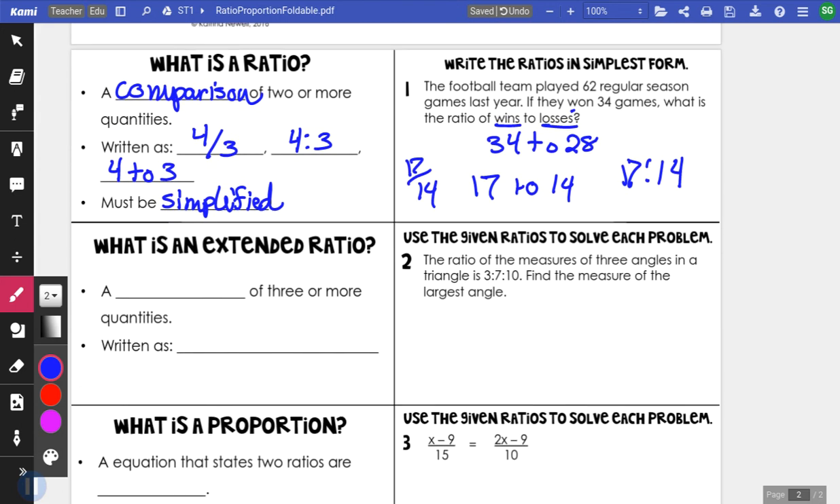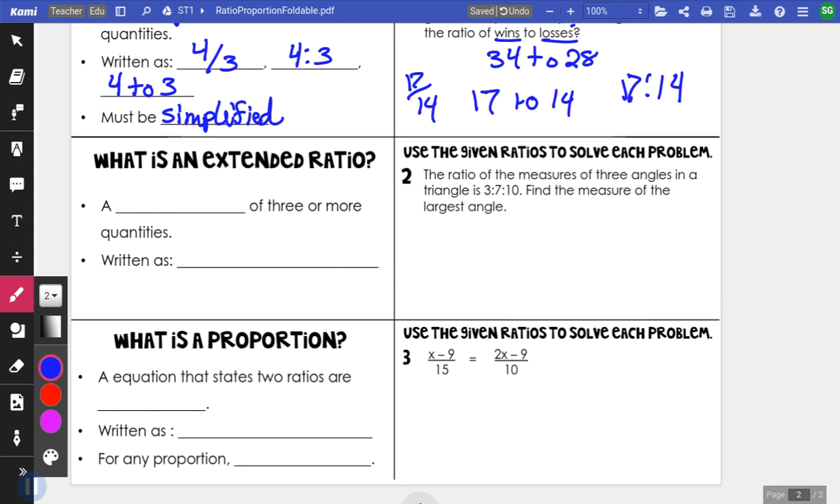Okay, so then we go down to extended ratio. It's a comparison of 3 or more quantities, and it's written in the colon form. A ratio of the measures of the 3 angles of a triangle is 3 to 7 to 10. Find the measure of the largest angle.